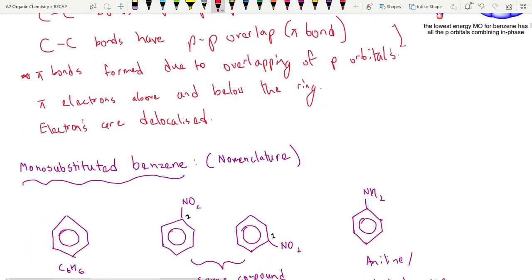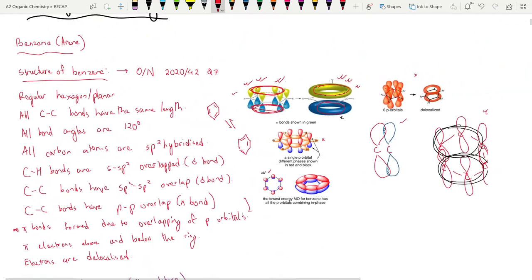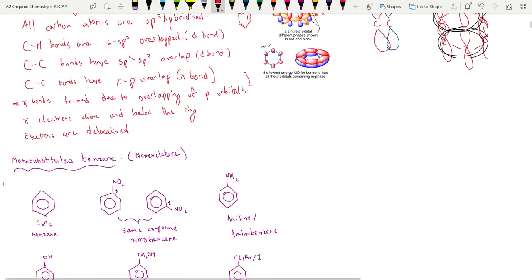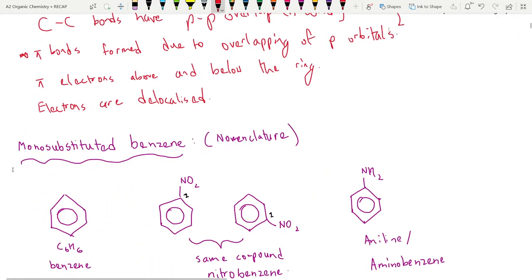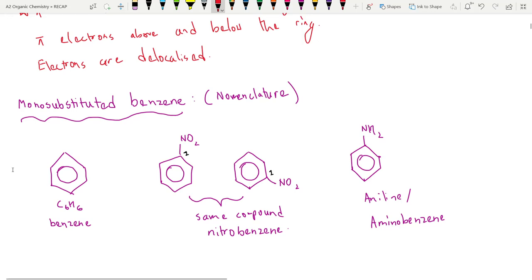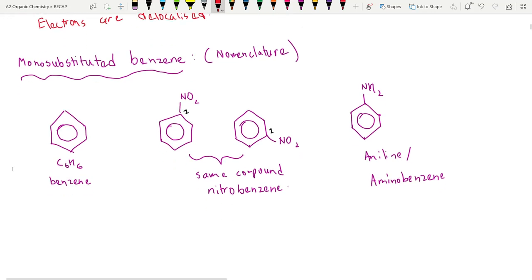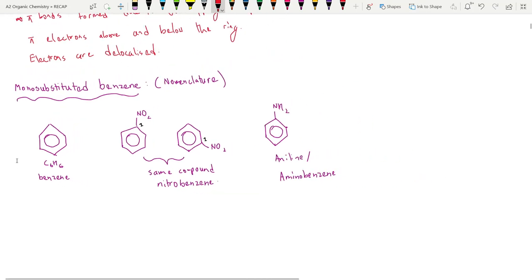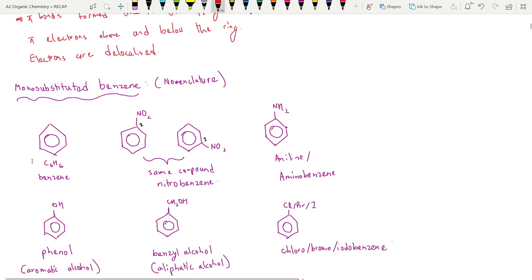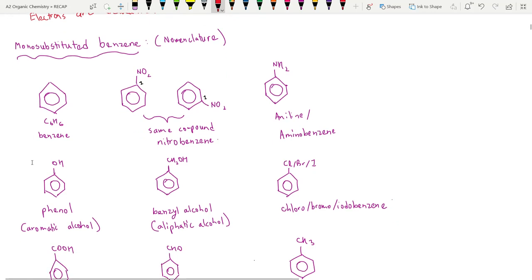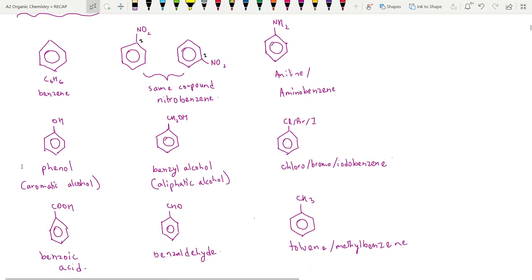Okay, so let's learn about the nomenclature. This is the structure of benzene on the right. Let's learn about the nomenclature of monosubstituted benzene. This first one, C6H6, is benzene. Then we have nitrobenzene. In a monosubstituted compound, it doesn't matter where the group is attached. It's going to have the same name and be the same compound. If NH2, an amine, is attached to the benzene ring, it's called aniline, or aminobenzene, phenylamine basically.